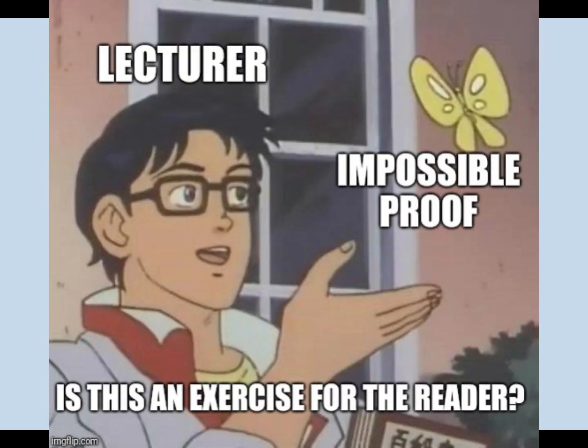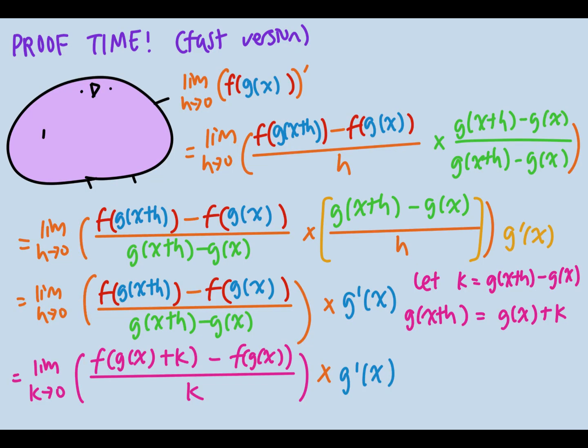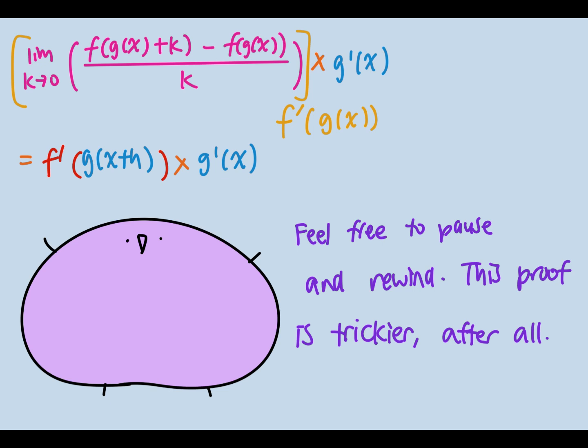As for proving the chain rule, this is left as an exercise for the viewer. Just kidding, this is a classic math joke. The rule is quite difficult to prove rigorously, but we'll use first principles to show how it works. As you can see, it includes a sneaky multiplication right here. You can pause the video and look through it.